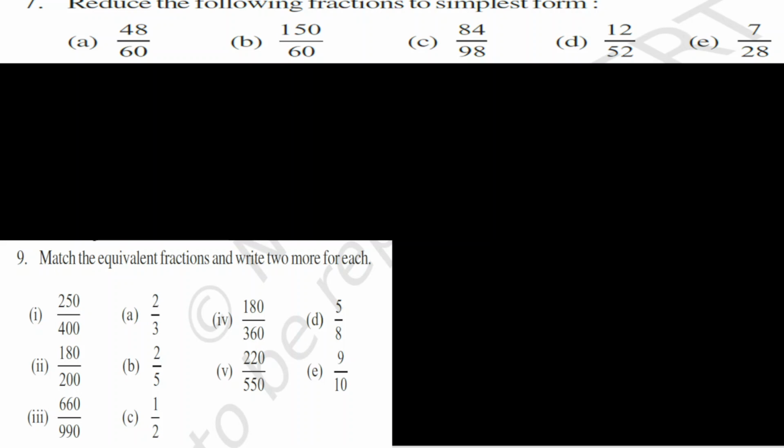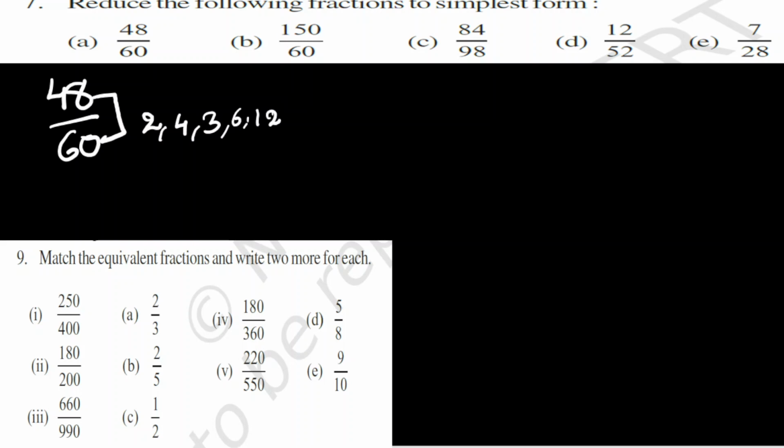Reduce the following fractions to simplest form. Here we need to find the simplest form of 48 by 60. First we need to find the common factors of 48 and 60. The common factors are 2, 4, 3, 6 and 12. These are the common factors. Here the highest factor is 12. Now let's see another way.